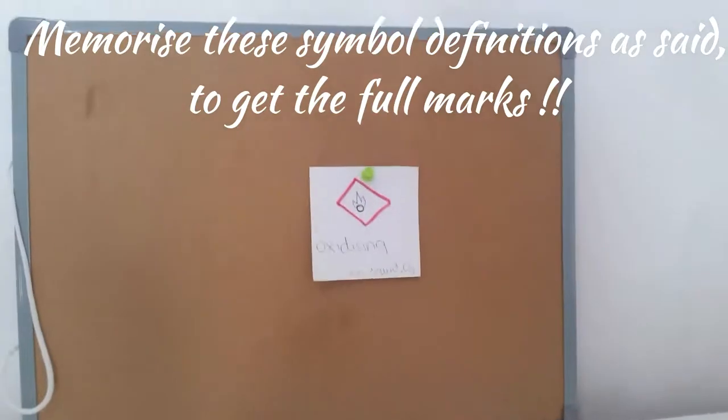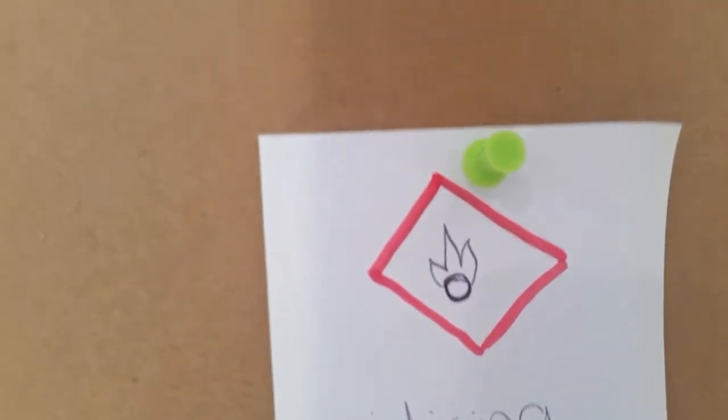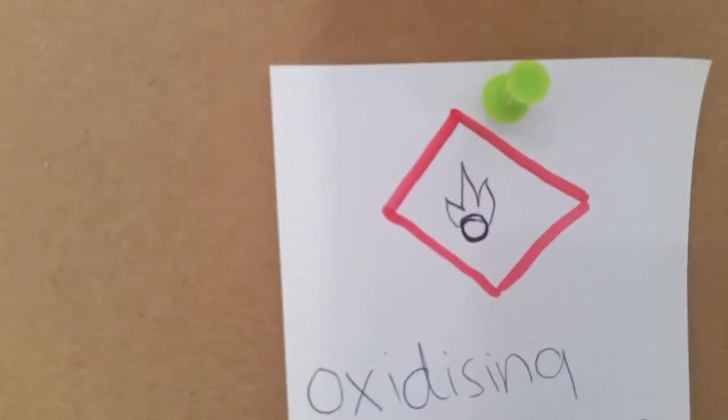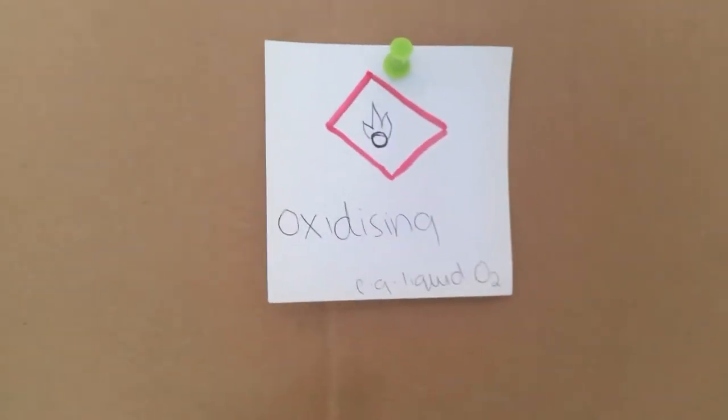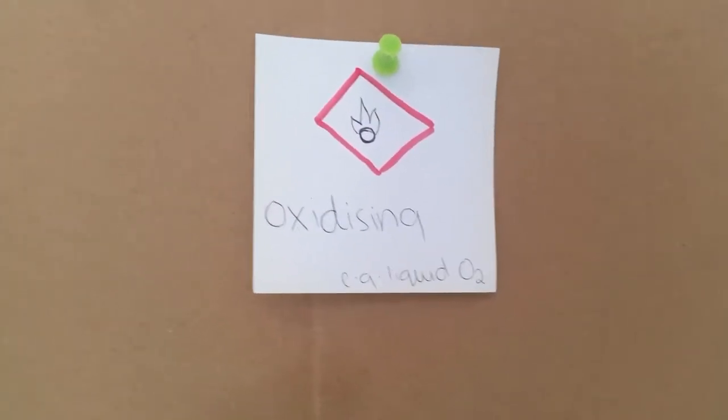So the first symbol is oxidizing. How can you remember this? Well, there's fire, and what is causing the fire? And O stands for oxygen. So that means that the certain thing is oxidizing. An example of an oxidizing material is liquid oxygen.